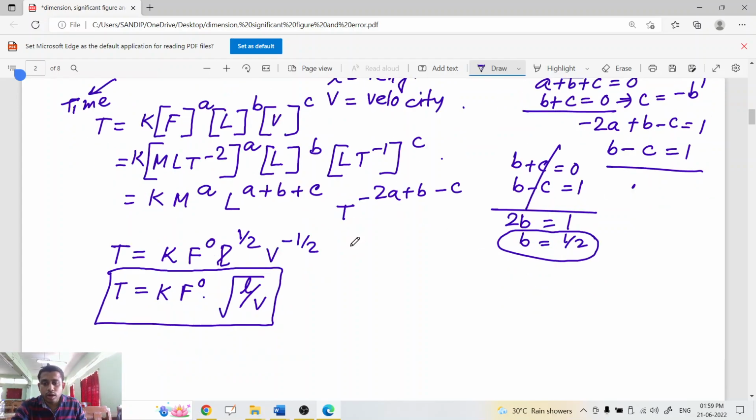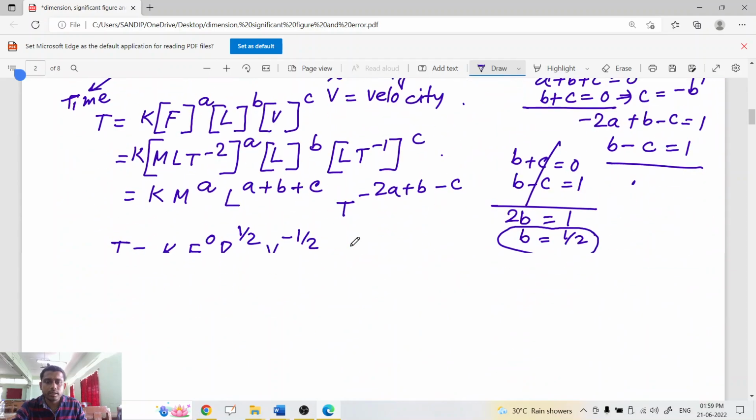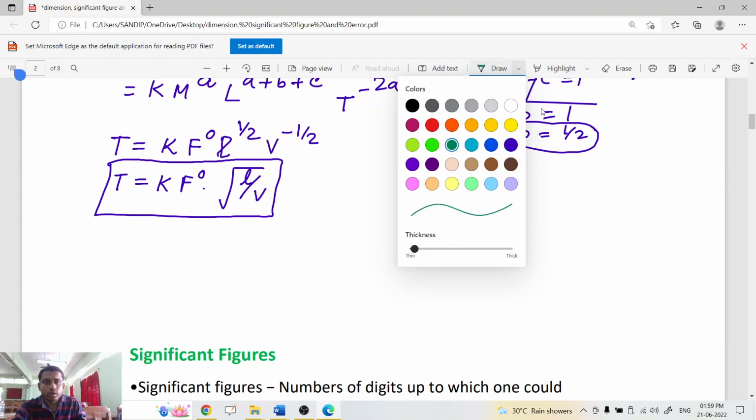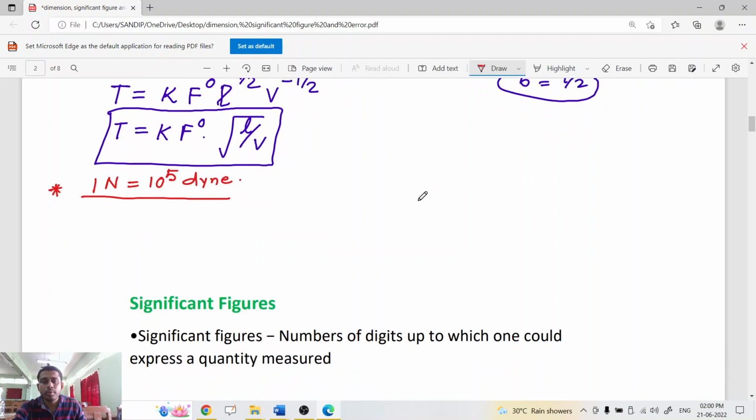Now we move to our next application, that is a very important application, converting one unit system to another unit system, okay. So first of all, we take one simple example. We already know the relation between Newton and dyne. Already we know that 1 Newton is equal to 10 to the power 5 dyne. Now the question is how we establish the relation with the help of dimension.